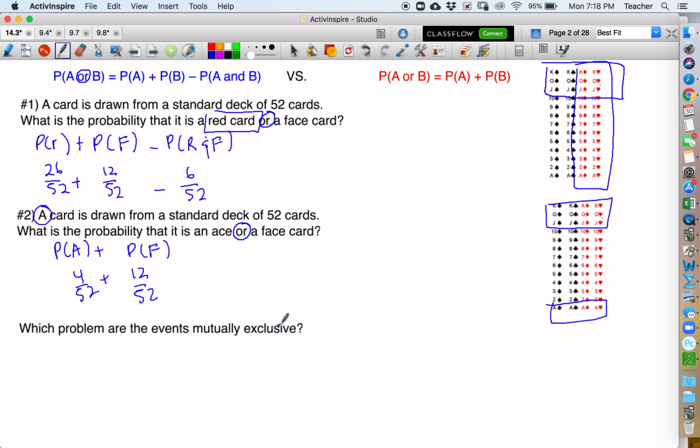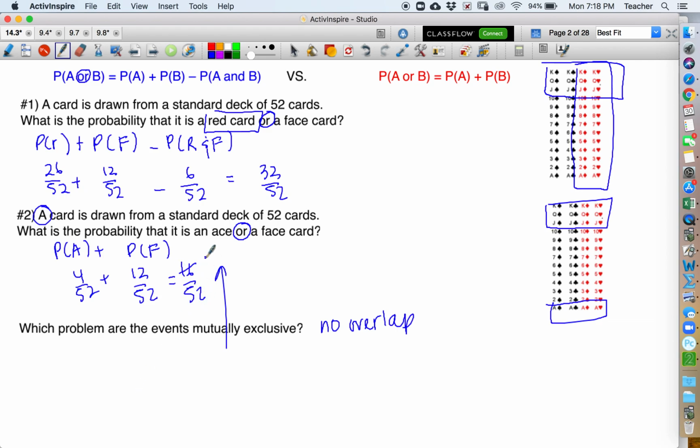So mutually exclusive means there is no overlap. So this one here is the mutually exclusive event. And of course, you do need to simplify it. So that would be 38 minus 6, 32 out of 52. And this is going to be 16 out of 52.